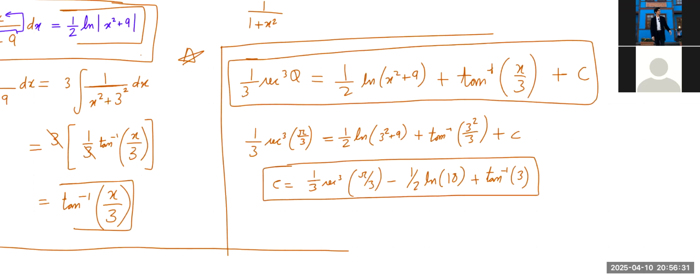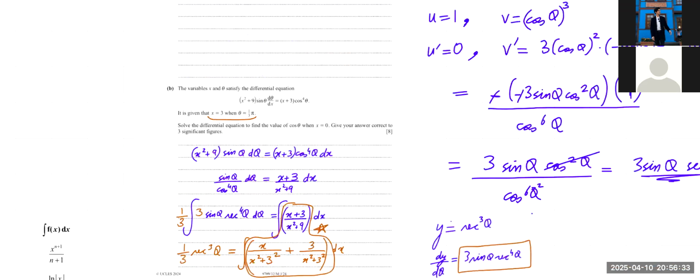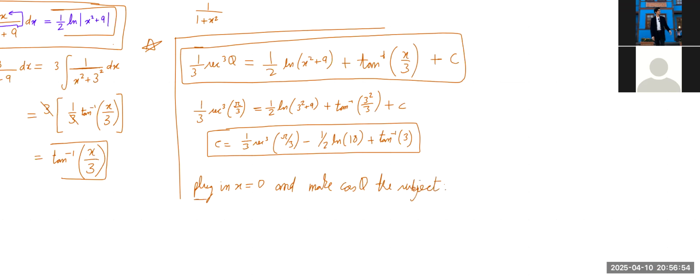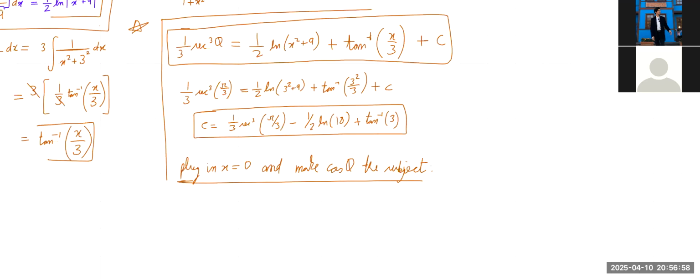Now, remember, the question is not over. They said solve the differential equation and find out what cosine theta will be when x is 0. Weird question to ask. But all they're saying is plug in x equals 0 and make cosine theta the subject. So let's do that. I'm going to plug in x equals 0 into this equation.